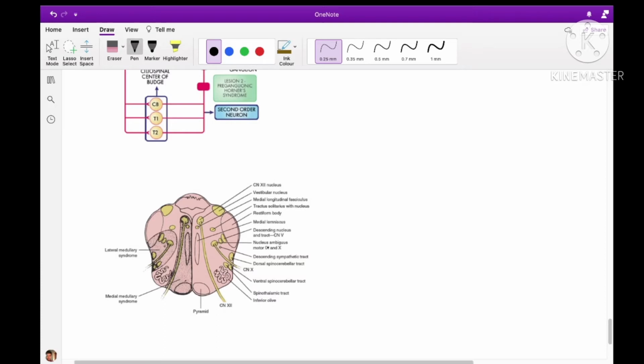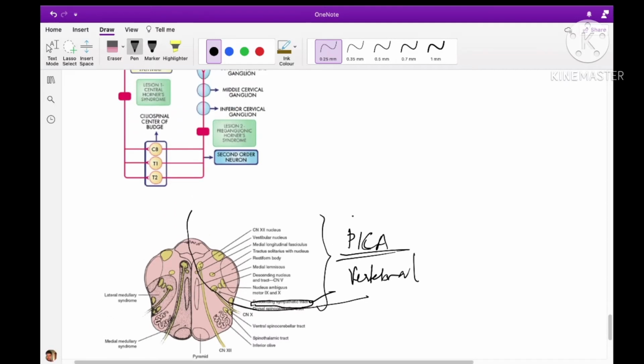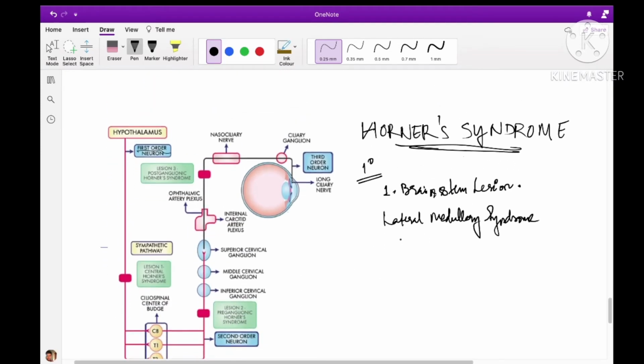This is a cross section through the medulla. In that, you can see here you have descending sympathetic tract. So when this part is getting involved, it is the lateral medullary syndrome. It is mostly PICA or posterior inferior cerebellar artery or the vertebral artery involvement that occurs. In that case, when the sympathetics are involved, you can get Horner's syndrome. Now, that is the first cause, brainstem lesion.